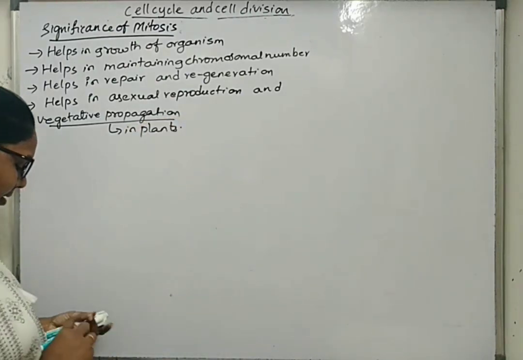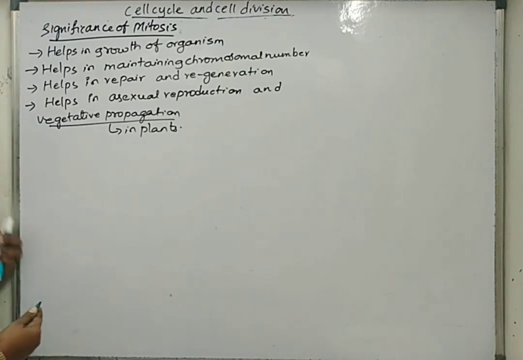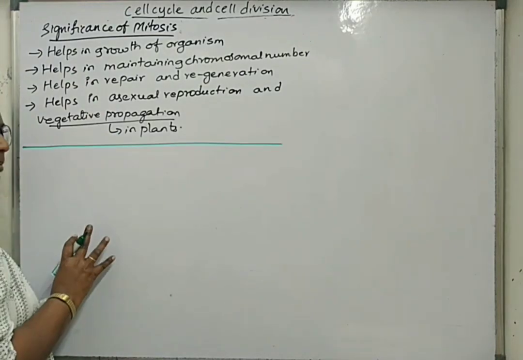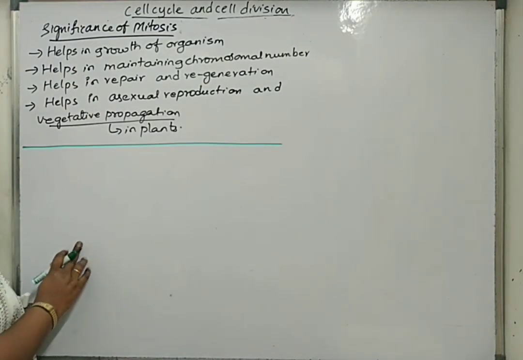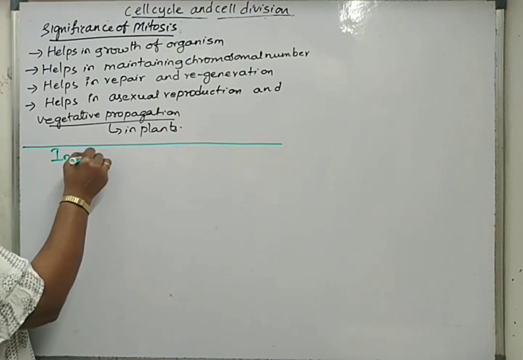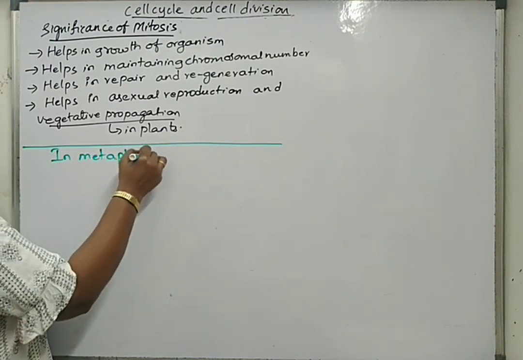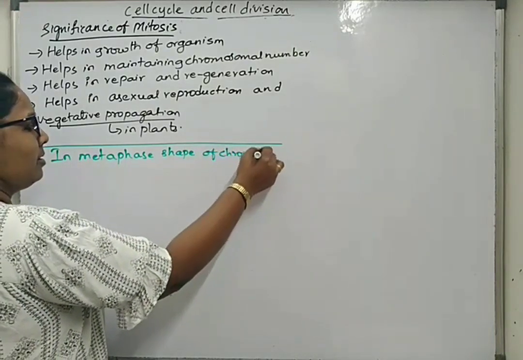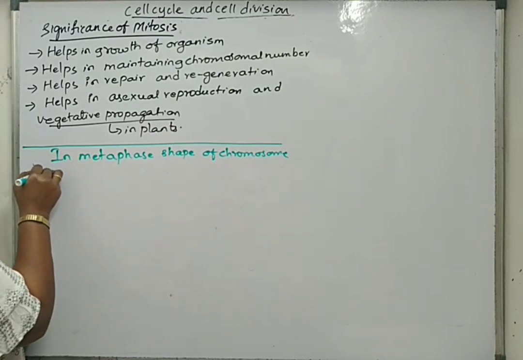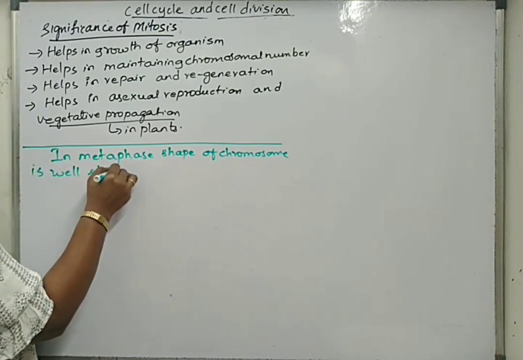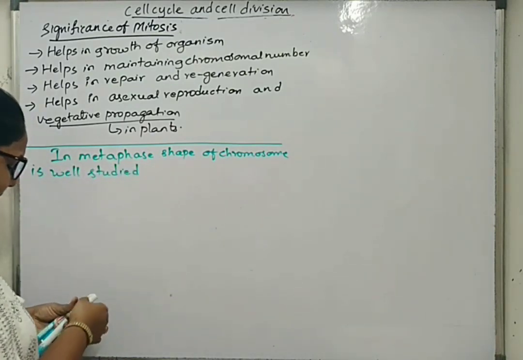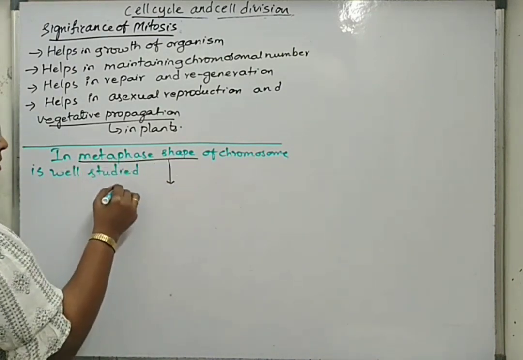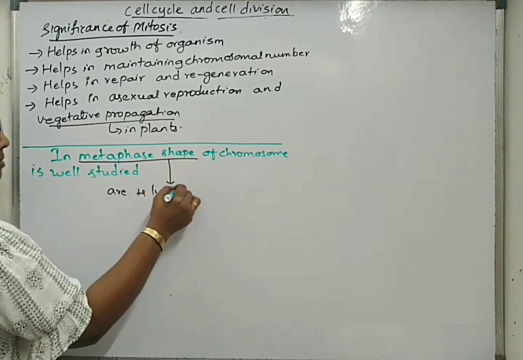So, we'll see some of the points regarding metaphase. We have discussed that different shapes of chromosomes are visible. In metaphase, we see different shapes of chromosomes. What are those? In metaphase, shape of chromosome is well studied. So, how many shapes are there per chromosome during metaphase? There are four types or shapes.